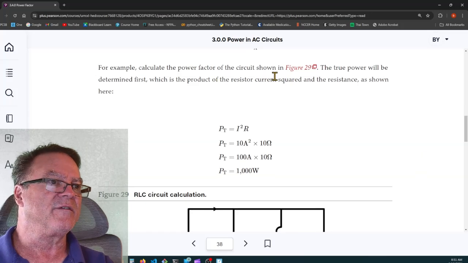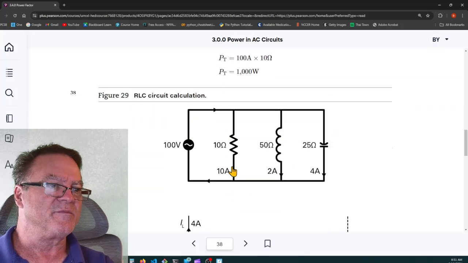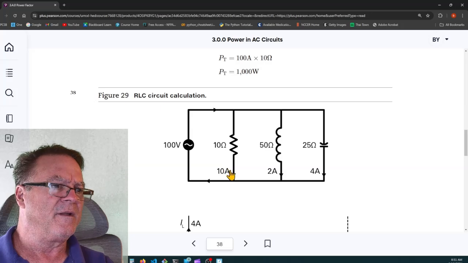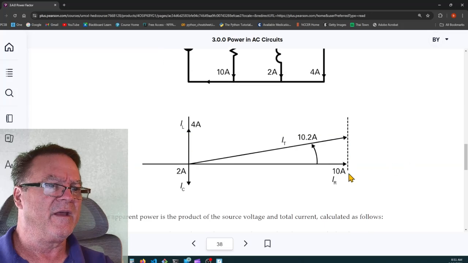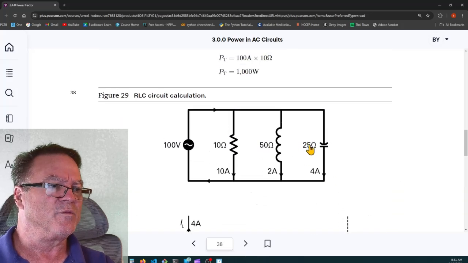Calculate the power factor of the circuit shown in figure 29. True power will be determined first, so I squared times R. So here's my resistor, and all right. I thought they were going to do unity. They're actually showing this as 50 ohms, 25 ohms.